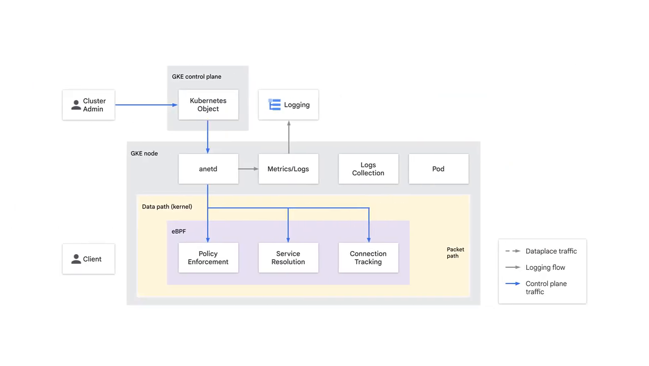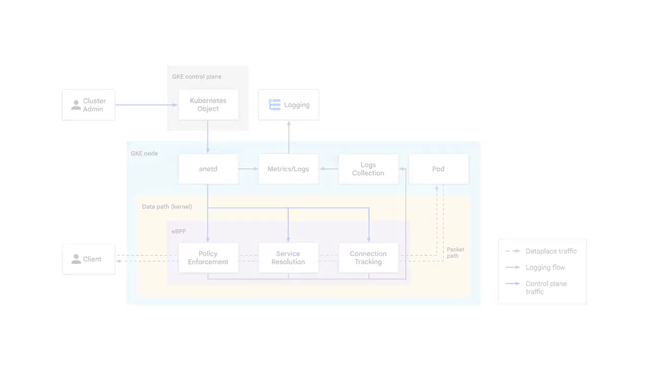GKE Data Plane v2 leverages eBPF, a powerful technology that operates within the Linux kernel. As packets arrive at a GKE node, GKE Data Plane v2 decides how to route and process the packets. Crucially, Data Plane v2 taps into Kubernetes-specific metadata embedded in these packets. This enables efficient packet processing and provides detailed, annotated logs for comprehensive network visibility.